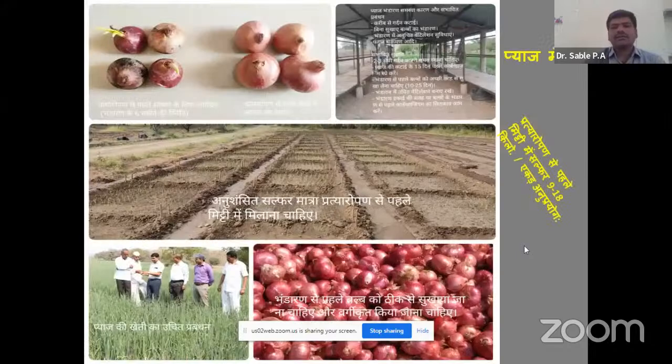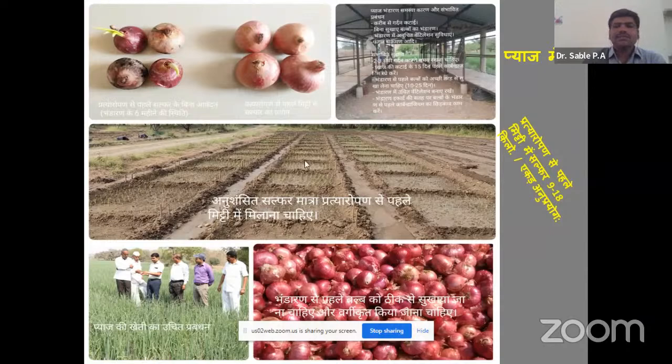Now, integrated nutrient management in onion. As you know, RDF depends on the soil nutrient status and soil analysis report, and state to state and agroclimatic zone is different. So, the recommended dose of the particular university or institute should be followed, along with 20 to 40 kg of sulfur per hectare to be applied as a basal.